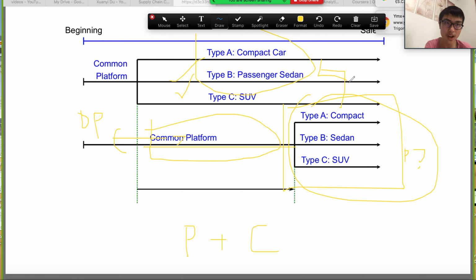First of all is your cost, and your popularity, whether the product will still be popular after you postpone the production and launch your product at the postponed differentiation point, PDP, sorry.